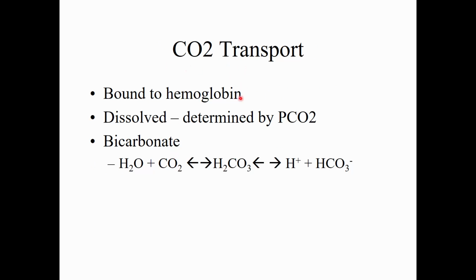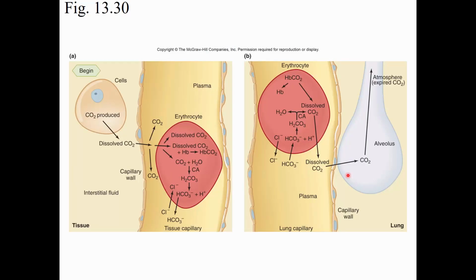Carbon dioxide binds to hemoglobin, but in a different spot than oxygen does. It binds to the amine group. So a little bit binds to hemoglobin, a little bit dissolves, but the bulk of our carbon dioxide combines with water to form bicarbonate. That's the most common form of CO2 in the blood. So here we go. Here's some cells producing carbon dioxide. It dissolves in the tissues, diffuses into the capillary, so some of it is dissolved. It diffuses into the cell, some of it binds to hemoglobin.